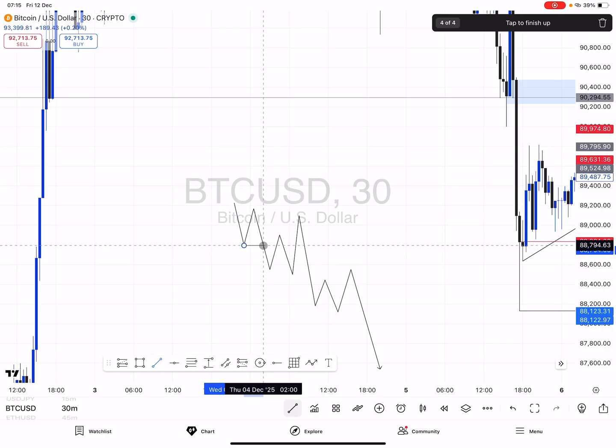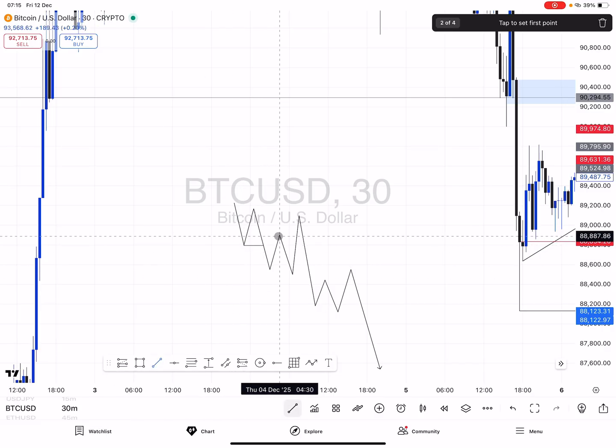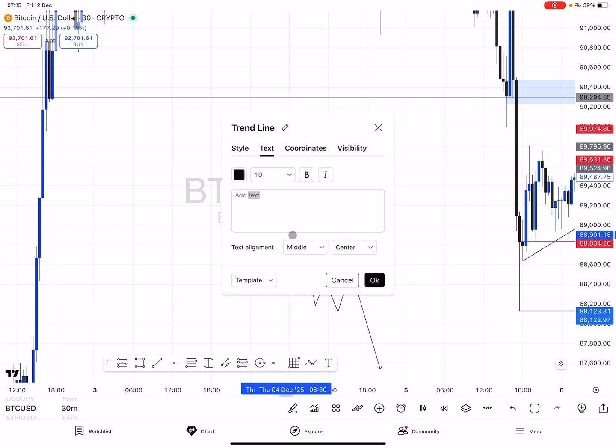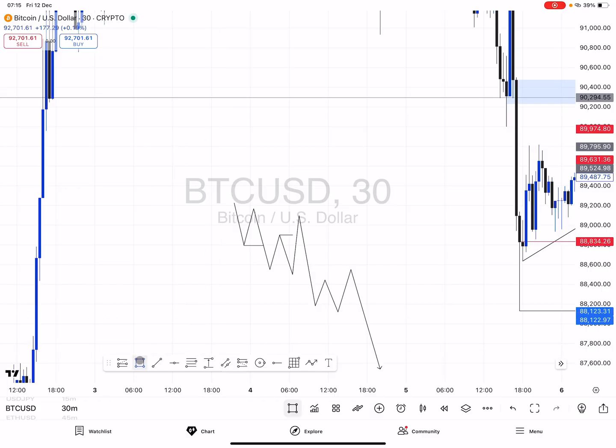This is a sketch of it. Then we got our pullback. If the pullback mitigates a breaker block, it invalidates it. So you should always make sure your pullback determines your point of interest. If your pullback mitigates your breaker, you have other entries here. So you should pick the nearest POI to your liquidity.